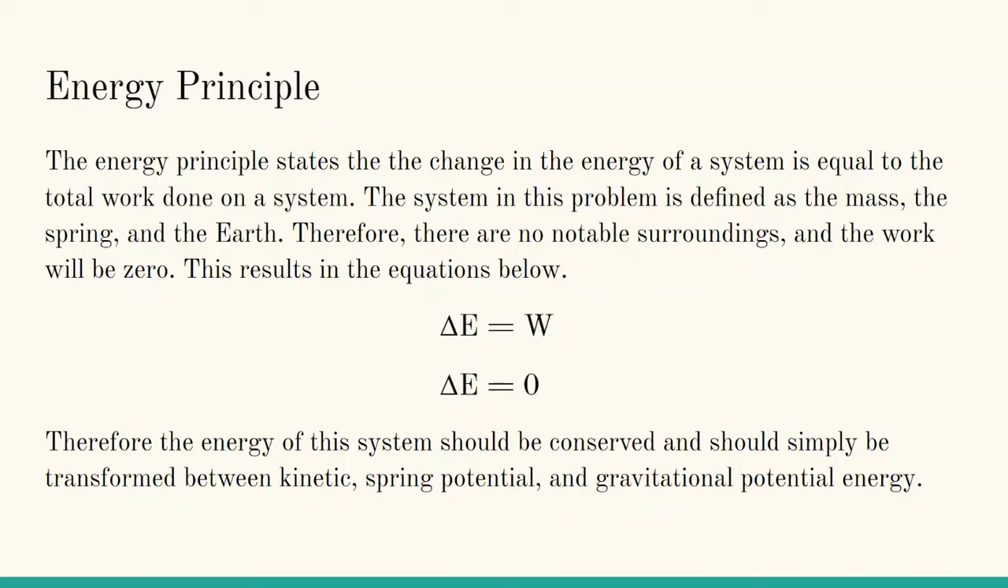The energy principle states that the change in the energy of the system is equal to the total work done on the system. The system in this problem is defined as the mass, the spring, and the earth. Therefore, there are no notable surroundings, and the work done will be zero. This results in the following equations. Delta E equals 0 because there is no work. Therefore, the energy of the system should be conserved, and it should simply be transformed between kinetic, spring potential, and gravitational potential energy.